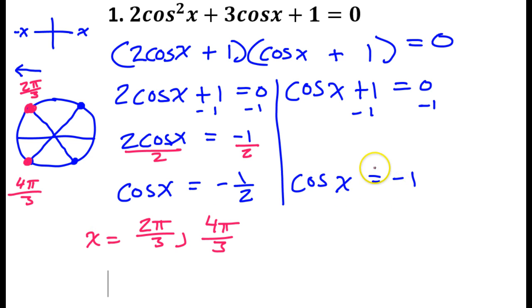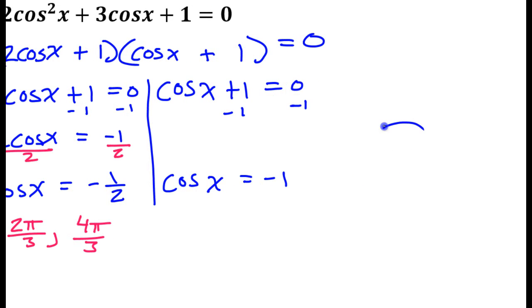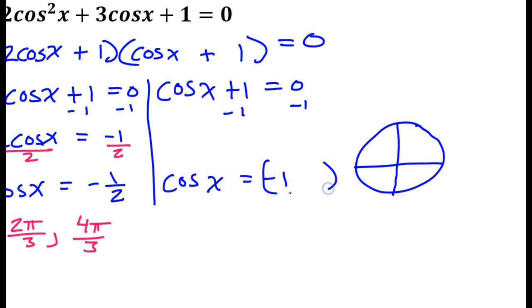Now what about negative 1? Again, I'm going to draw myself a little unit circle. So where on the unit circle is cosine equal to negative 1? Again, this is going to be like an x value. So where is the x value going to be negative 1 on the unit circle? That's going to be right here, 1 unit to the left. This is going to be negative 1 comma 0. So the cosine is that x value.